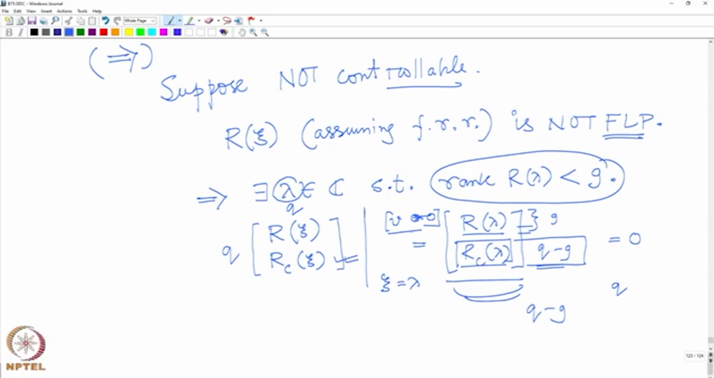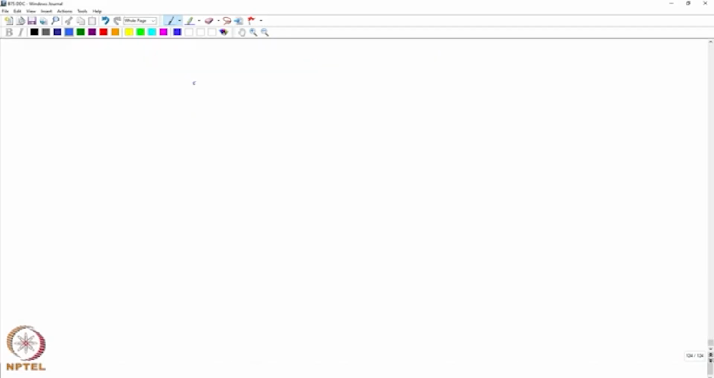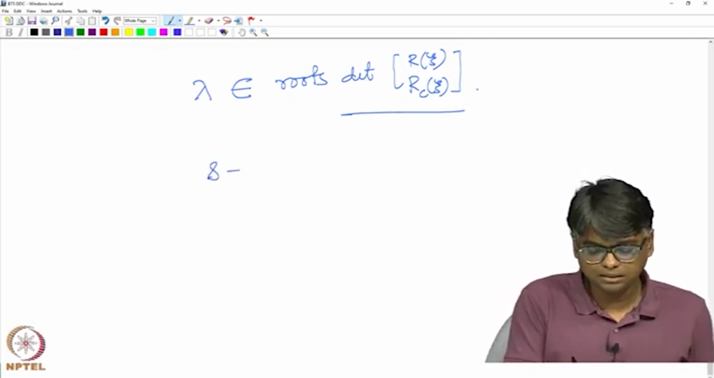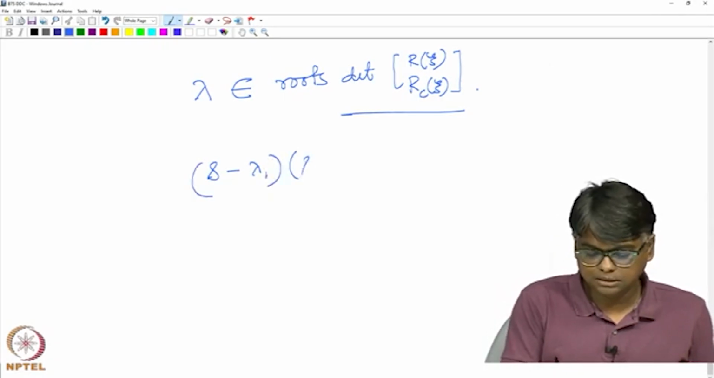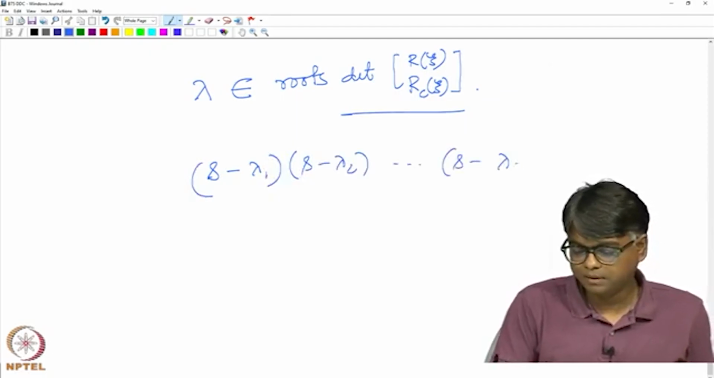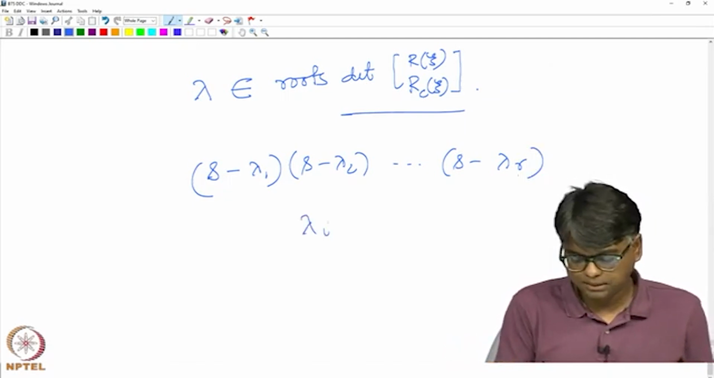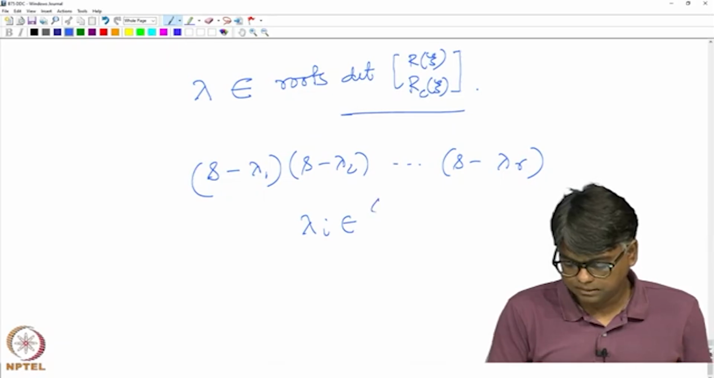Okay. So even if you assume square and full row rank over the ring of polynomials, if there are λ's for which the top part, that is the plant, loses its rank, you can never save the control system from losing its rank, which means these λ's will always be there in the roots of the determinant of [R(ξ); R_c(ξ)]. That already means that arbitrary pole placement is not possible, because these factors s minus λ_1, s minus λ_2, up to s minus λ_r, and perhaps their powers also, where these λ_i are in this set, will always be there.